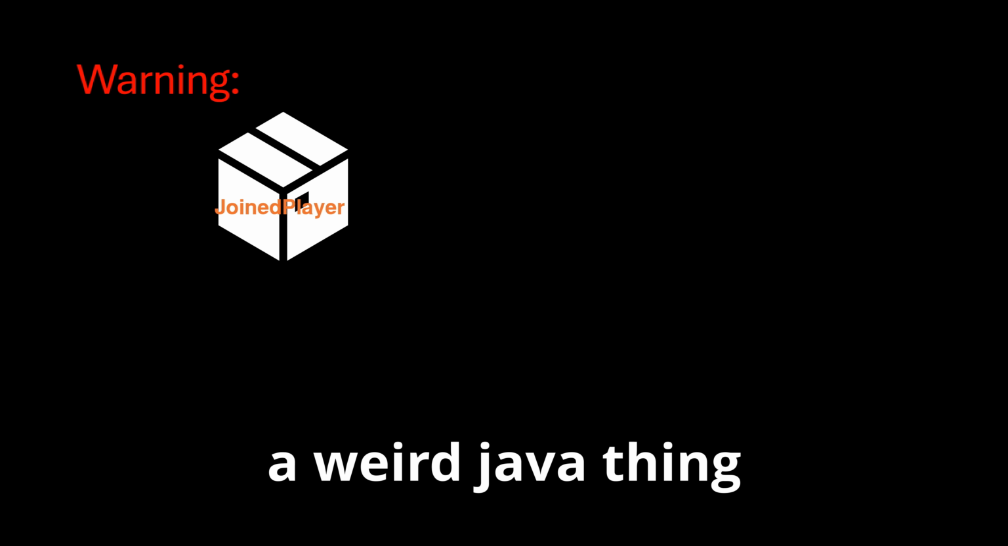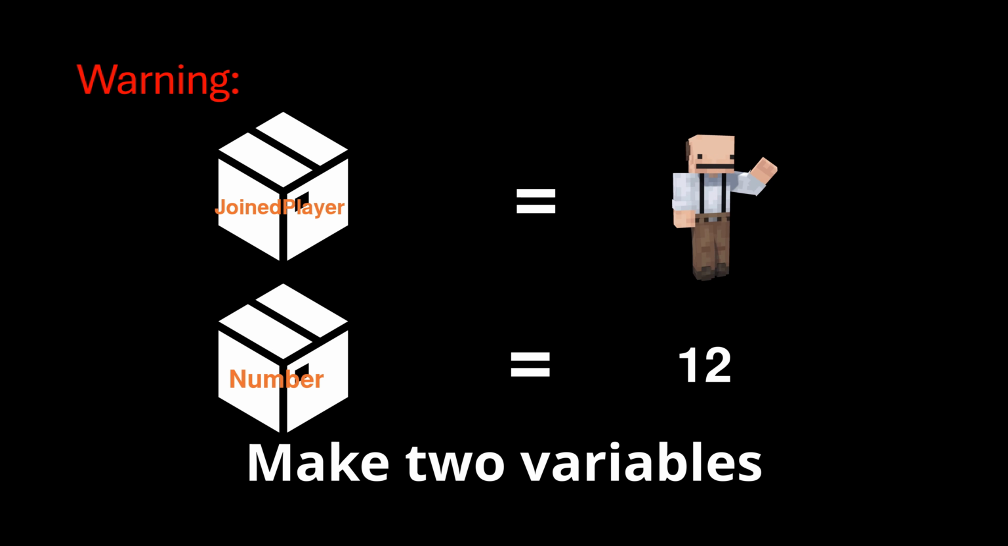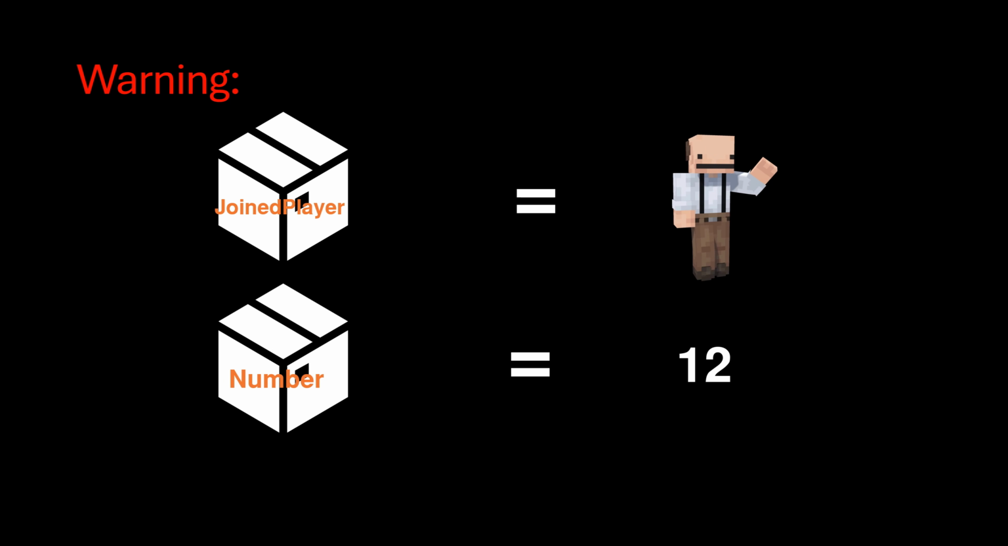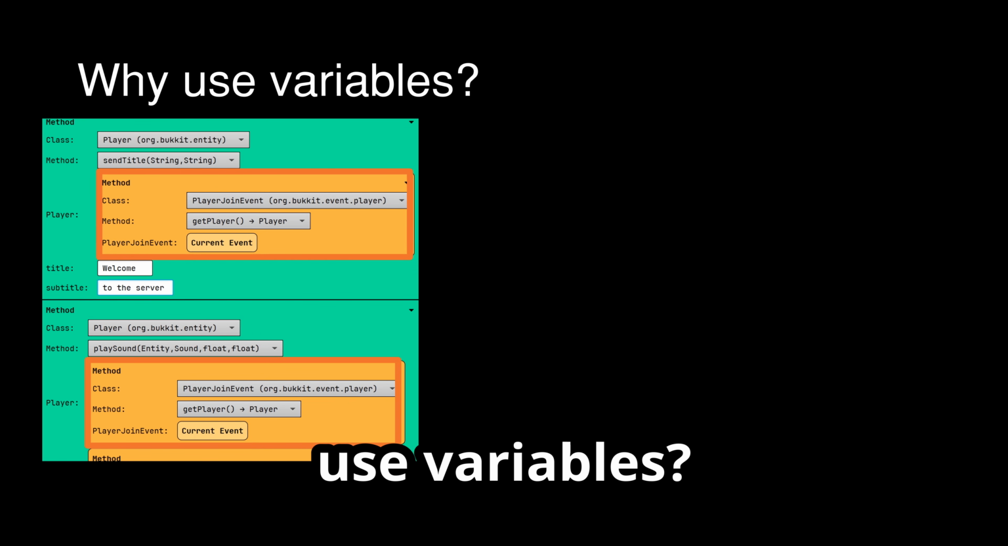But you can't store numbers inside a player variable. A weird Java thing. Want to store a number alongside a player? Make two variables. Now, why should you use variables?